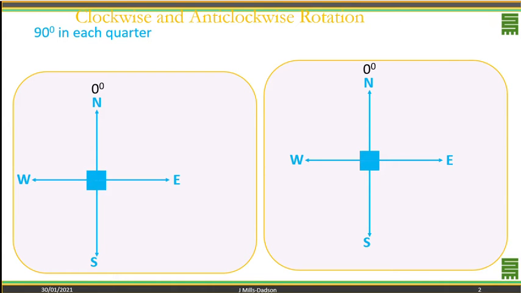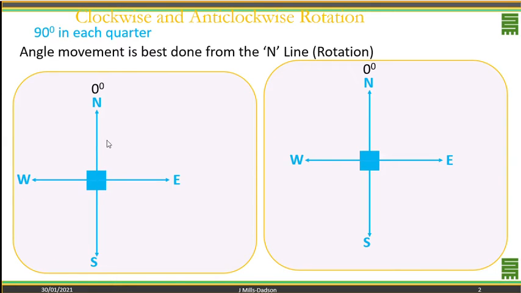Now, in terms of clockwise and anti-clockwise movement, you realize that it's when you move from the north line that it helps you to understand the movement, whether you are doing clockwise movement or the anti-clockwise movement. So it's very important to learn how to move in terms of direction. From the north line, north to east, this movement is a clockwise movement and it's 90 degrees. So from north to east is 90 degrees clockwise.